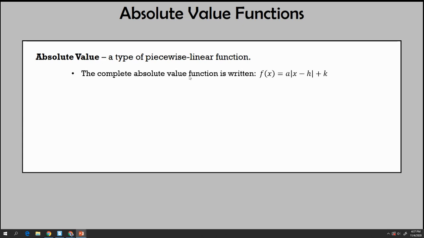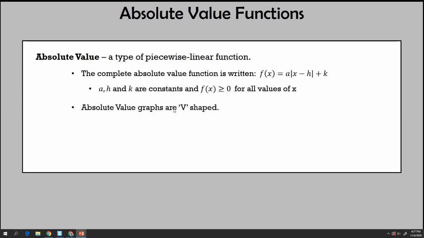The complete absolute value function, if you want the whole thing, looks like this: f of x equals a times the absolute value of x minus h, plus k. A, h, and k are numbers. Sometimes they're there, sometimes they're not. We're going to get more into this tomorrow, but that's what it looks like when it's fully written out. A, h, and k are constants, and the f of x function has to be greater than or equal to 0 for all values of x.